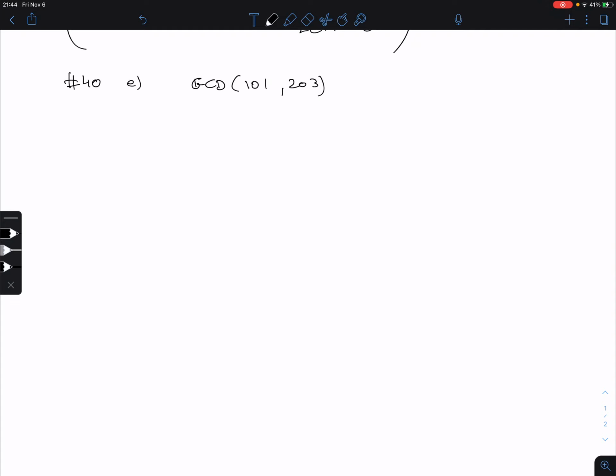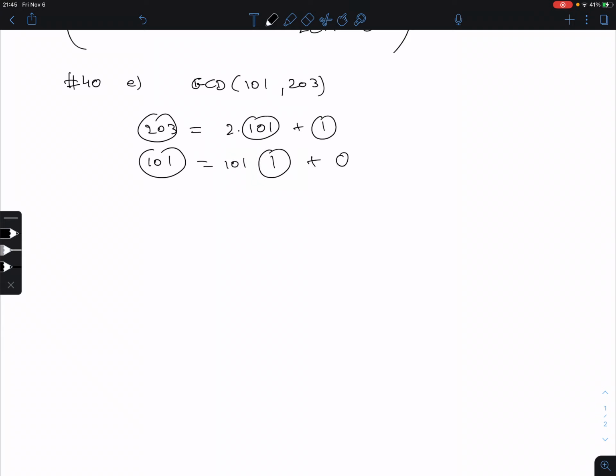I actually did it in the video with all this coloring, but let me now do it with just the circling part. We take the biggest one, and how many times can the smaller one go in there? Twice, right? That is 202, and what you have left is 1. Now, we know that once you hit 1, you're done. So this is 203, this is 101, these are the two numbers we need. Now we use this pair, 101 and 1. 101 goes 101 times in 101, and then you get a 0.